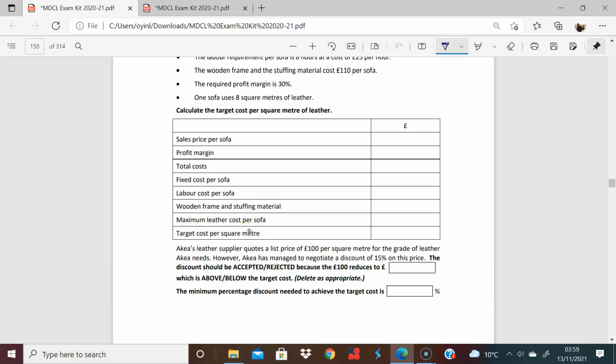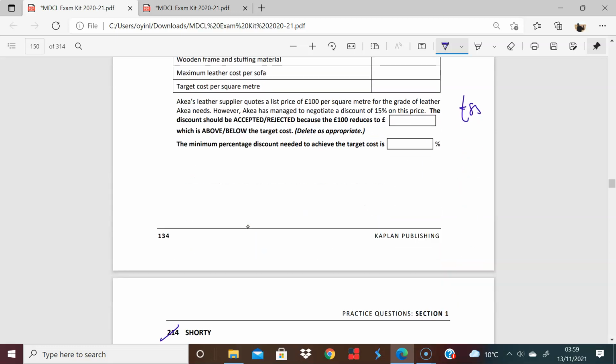You then discount your list price and compare that to your target cost, and then depending on whether or not it is bigger or smaller, you decide. If you do your 100%, which is really 85, the discount comes to 85, and the whole idea really is that if my target cost was, for example, 90, then that's great.